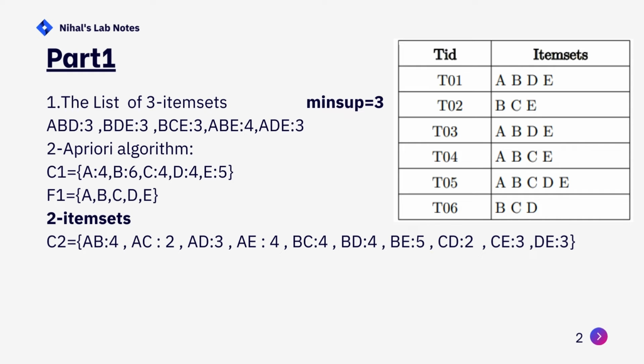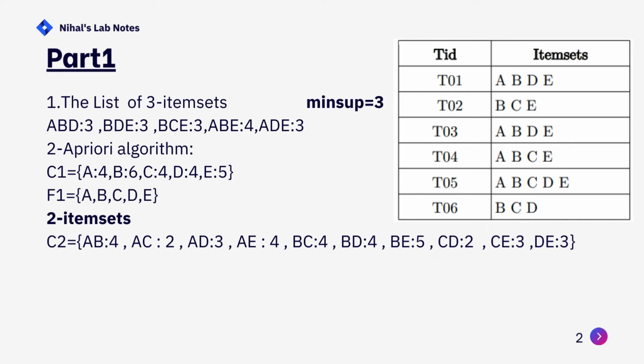For AE, also, it's frequent. For BC, it's frequent. For BD, it's frequent. For BE, it's frequent. For CD, it's not frequent. The support of CD is equal to 2, it's less than the minimum support that's equal to 3. For CE, also frequent. For DE, also frequent. So F2 will contain AB, AD, AE, BC, BD, BE, CE, and DE.